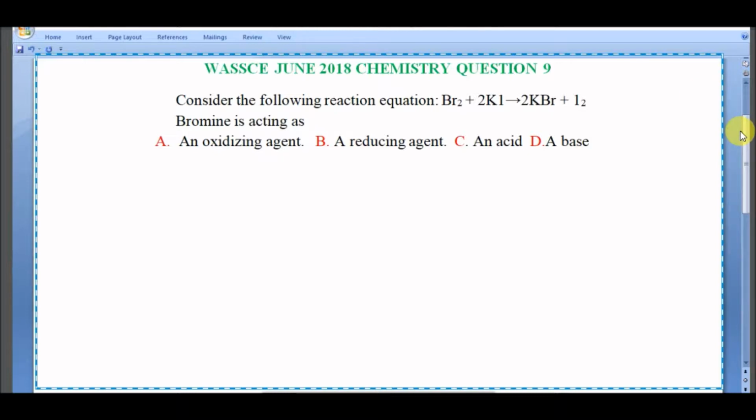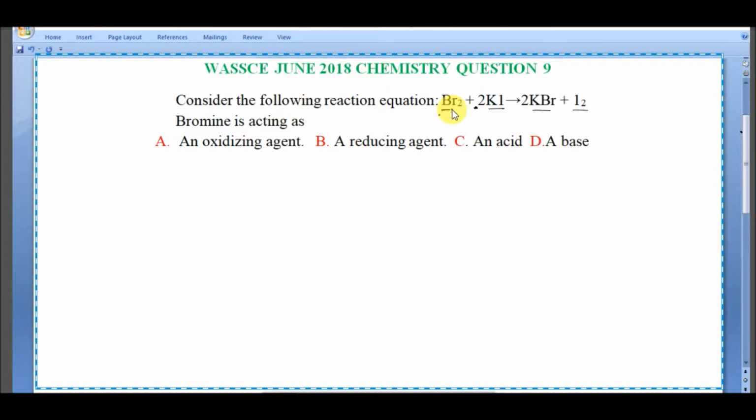Consider the following reaction equation: Br2 reacting with 2KI to give 2KBr plus I2. In this very reaction, this is bromine. So when bromine reacts with this potassium iodide to form potassium bromide, you have your iodine molecules. So what is bromine acting as?